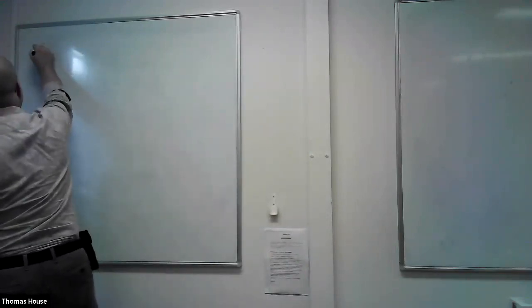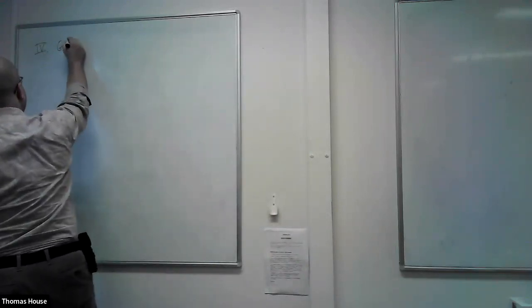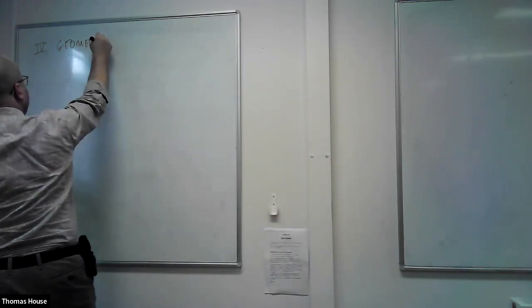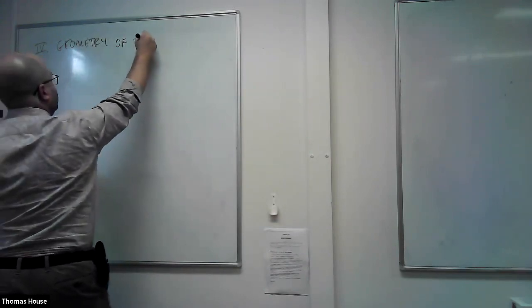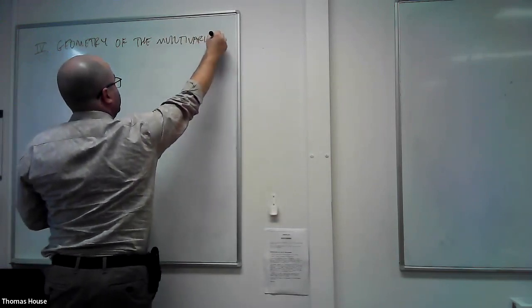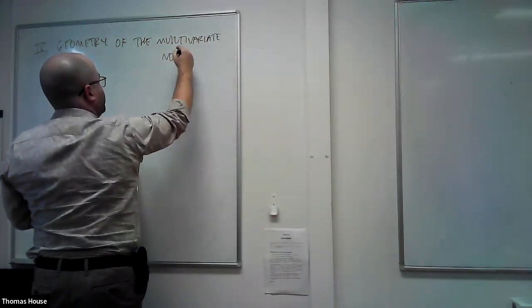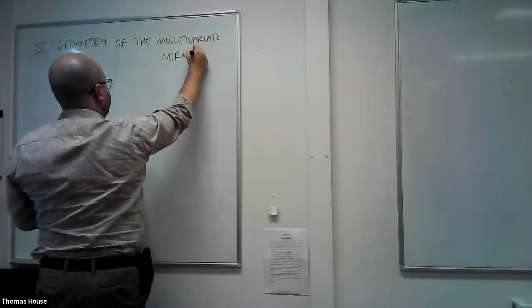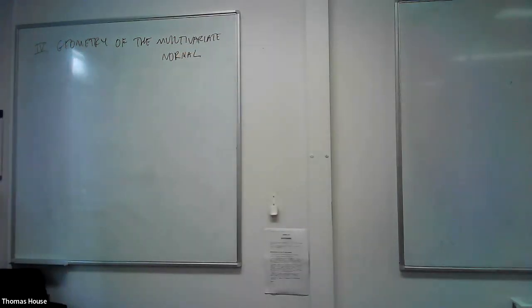Okay, so what we'll move on to now is geometry, what I'm calling geometry of the multivariate normal. So we'll come back to the multivariate normal later. But this is not going through everything that we need to do theoretically about it. It's splitting off a particular issue about how its contours look.